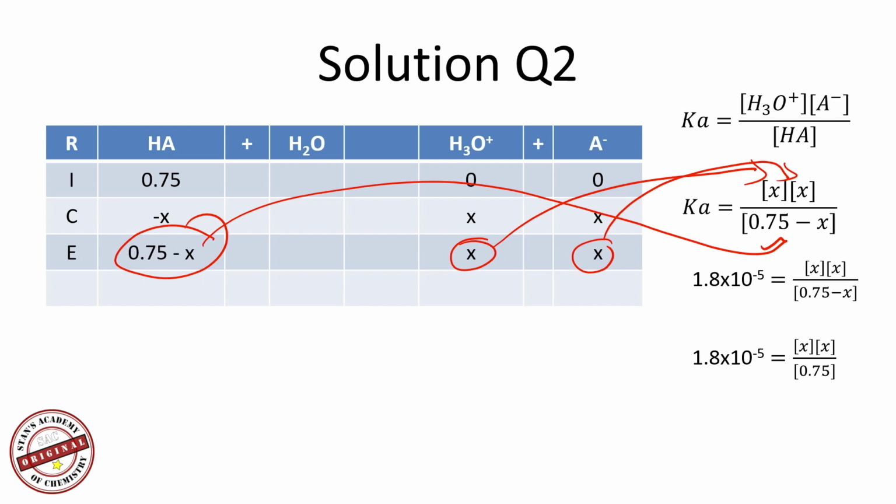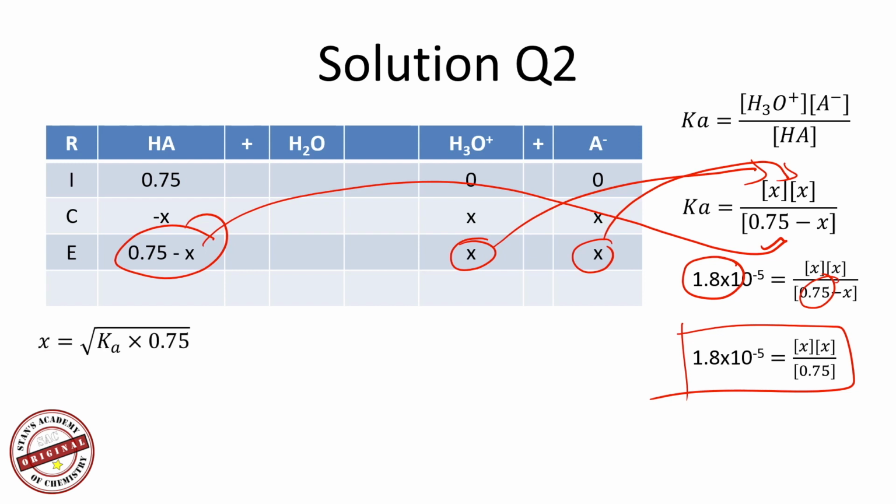Now in this case, the value of Ka, 1.8 times 10 to the power of negative 5, is extremely small. So the value of X, as we have done in the equilibrium problems, is very negligible in comparison to 0.75, the original concentration of the acid. So for practical purposes, we are going to neglect this value for X and do the calculation here. So we're going to solve for X.